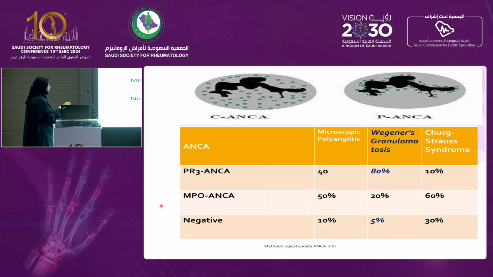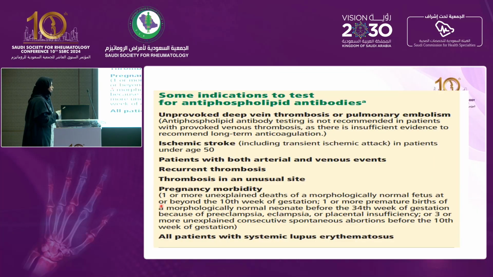Okay, so proteinase 3 is highly specific for Wegener's and the other way around. And again, you can see negative results in both conditions. So again, a negative test cannot exclude ANCA-associated vasculitis.